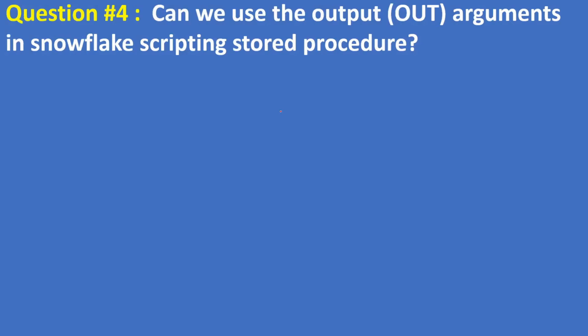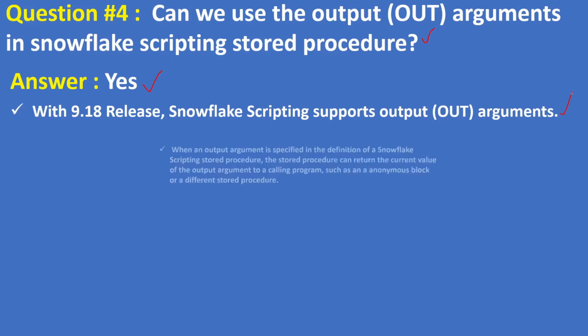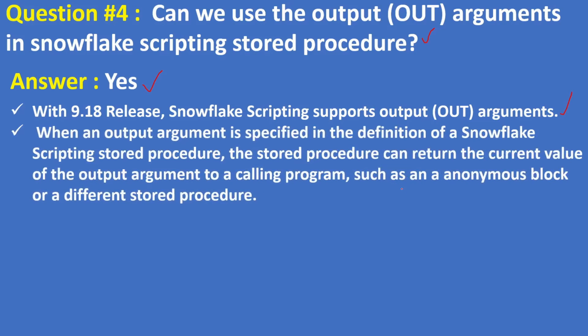Question 4. Can we use output arguments in Snowflake scripting stored procedures? The answer is yes. With the 9.18 release, Snowflake scripting introduced support for OUT arguments. When an OUT argument is specified in the definition of a Snowflake scripting stored procedure, the stored procedure can return the current value of that OUT argument to a calling program. This could be an anonymous block, another stored procedure, or a client application.